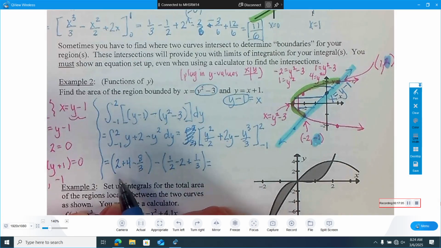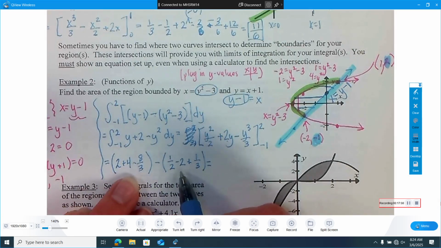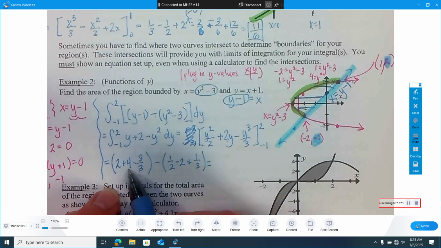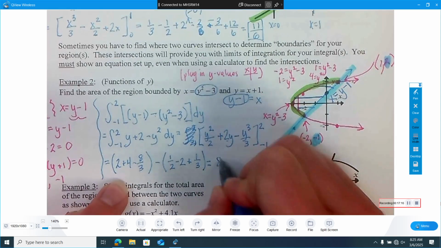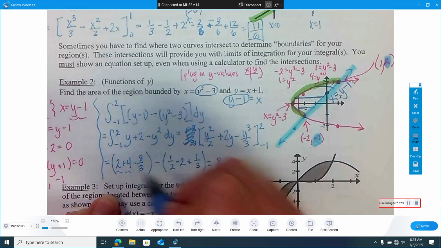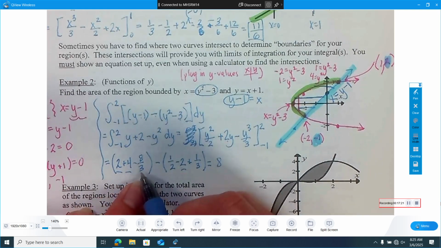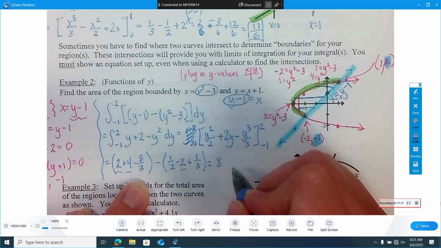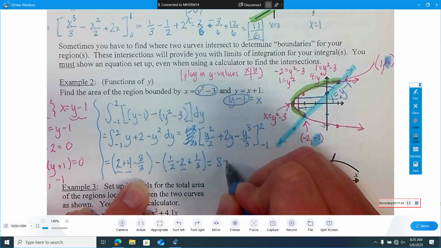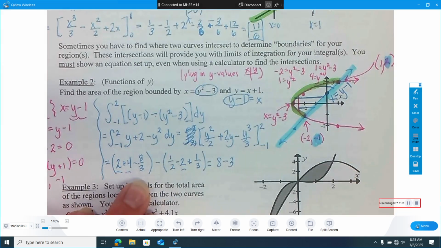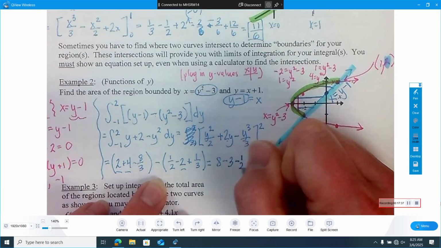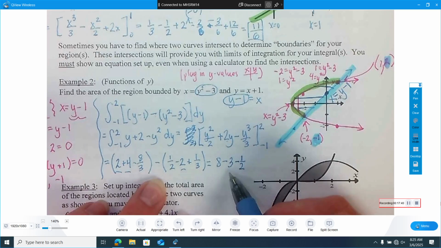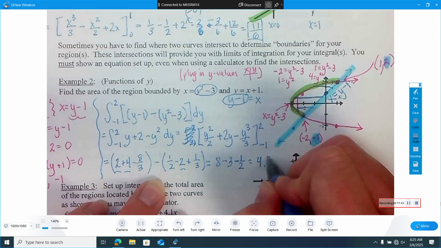I'm going to put all the whole numbers together. So 2 plus 4 is 6, minus a -2 becomes 8. And I can add the -8/3 and the 1/3. So -8/3 minus 1/3 would be -9/3, which is -3. And then I have a -1/2. All right, 8 minus 3 is 5, minus a half, it was 4.5. Well, that was easy.